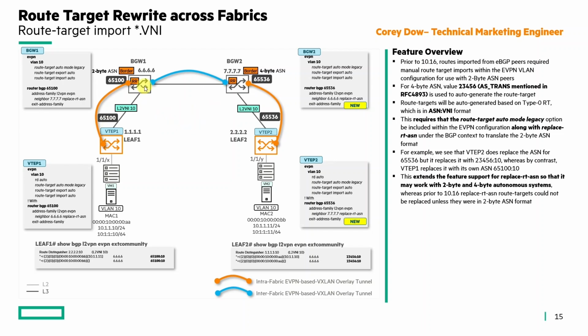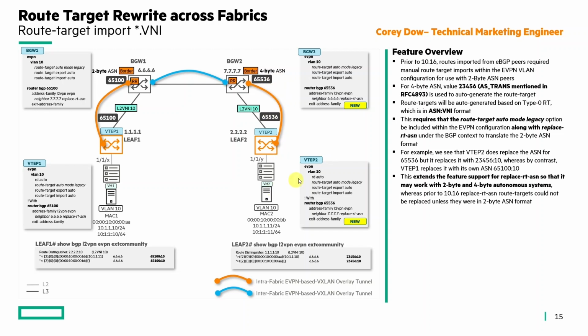Okay, so let's just take a look at what's new underneath the hood. This is the stretched VNI case, as you can see here. So we still have the L2 VNI with VLAN 10 that's stretched across the two fabrics. The new aspect to it is the replace RTASN, in coordination with the auto mode legacy, which is used to automatically import the routes. This wasn't available in prior releases; where there were 2-byte ASNs across the board, that was supported. But now with 10.16, we also support the 4-byte ASN as well.